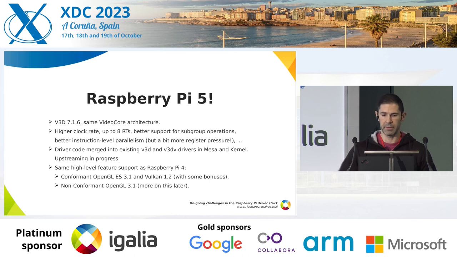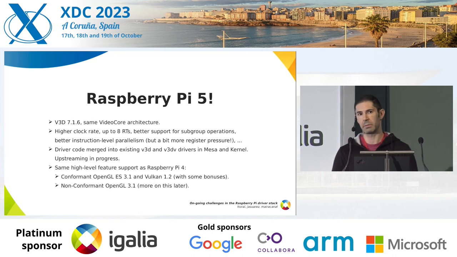So Raspberry Pi 5 is based on the same architecture, the VideoCore architecture from Broadcom. It's just a new iteration of that. It comes with a higher clock rate, so it's able to do a bit better on graphics. It also comes with a few extra features, like 8 render target support and better support for subgroup operations. And maybe from the driver perspective, the major change was that they made changes to register files and the instruction encoding so they can do more instruction level parallelism, so that allows us to basically produce smaller shaders that can run faster.